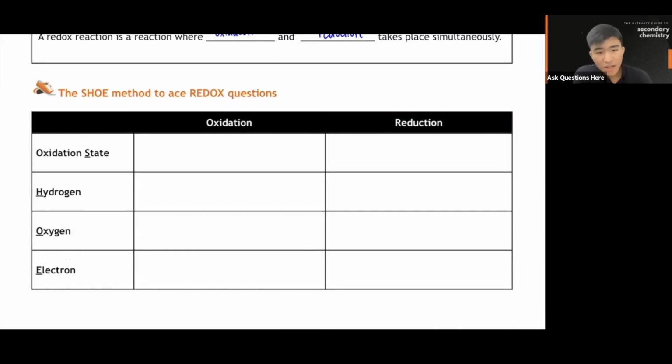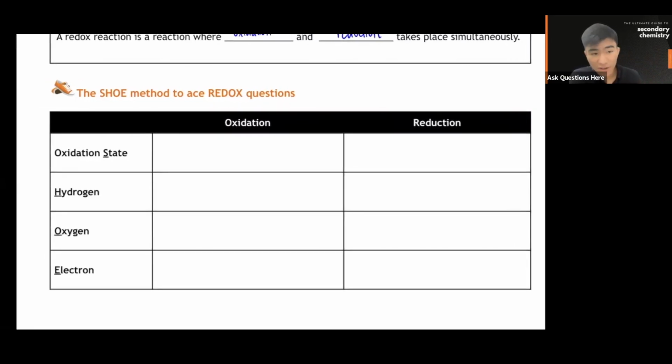All right, let's talk about oxidation and reduction. Once again, you must be able to tell me what each of these 4 factors mean in terms of oxidation and reduction. And I call this the shoe method, where it's very easy for us to memorize and for us to understand as well.